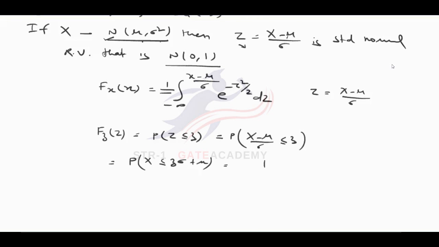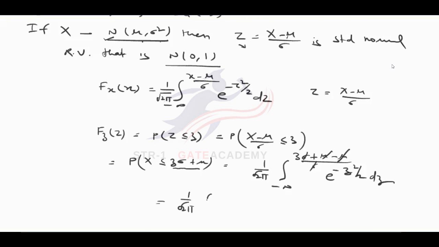By putting this value, we get a constant term 1 upon root 2 pi, integral from minus infinity to, instead of using x we use here z sigma plus mu, minus mu upon sigma, e power minus z square by 2 dz. Mu cancels, sigma cancels. The final expression for us is 1 upon root 2 pi, integral from minus infinity to z of e power minus z square divided by 2 dz.